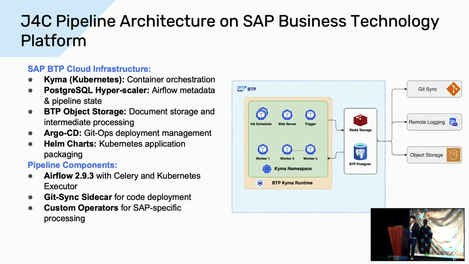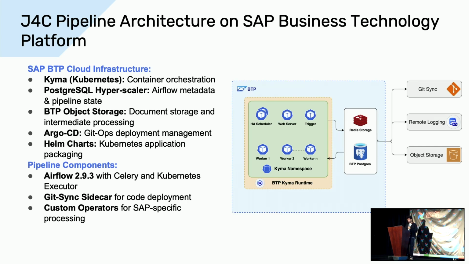We use SAP's BTP hyperscaler, which is a variation of managed Postgres database. Redis for the queuing system, and GitSync for feature deployment, and SAP's object storage for remote logging, and also as an XCom backend as well. We use Airflow's community Helm chart. Currently, we are sitting at Airflow 2.9.3. We do have plans to upgrade to Airflow 3.0 with all its new features.